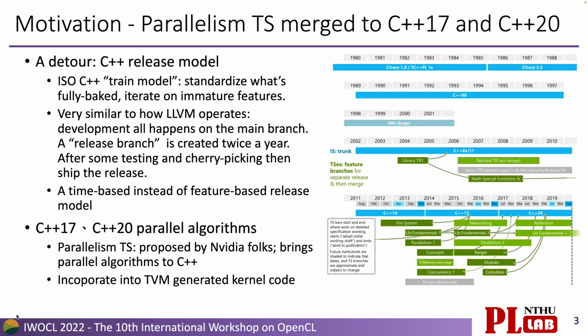All development happens on the main branch. A release branch is then created twice a year at the release manager's discretion. After some testing and cherry-picking, a release is then created. So a time-based instead of a feature-based release model is adopted. The parallelism TS proposed by NVIDIA folks brings some parallel algorithms to C++, which we want to incorporate into TVM generated kernel code.